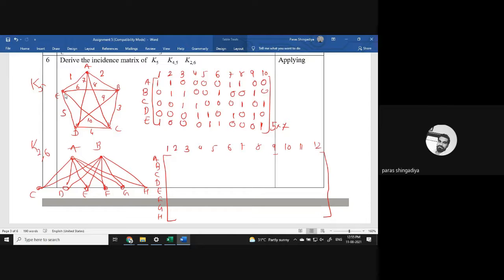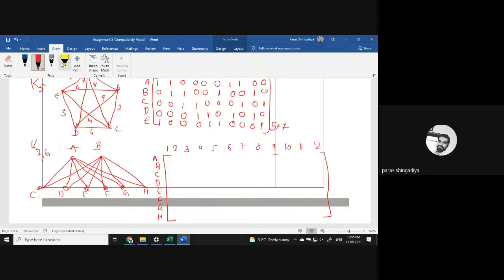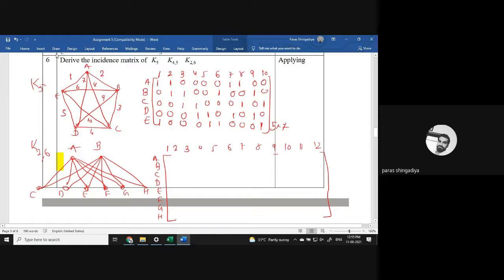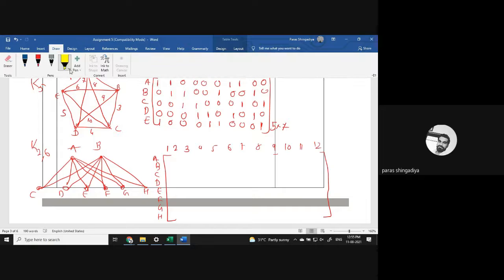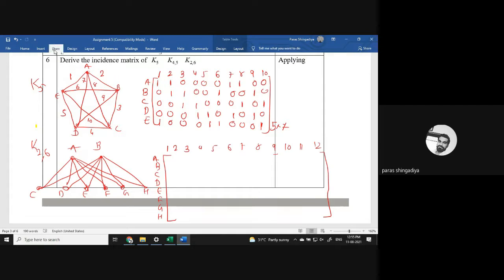And now we mention the notations here. For each notation, there is one number. Edges 1, 2, 3, 4, 5, and 6 are from A, so from A we have 6 edges, and then 7, 8, 9, 10, 11, and 12 are the remaining 6 edges from B. So we consider A with all the edges; up to 6 will be 1. For A, you have to check the connection with all the edges.